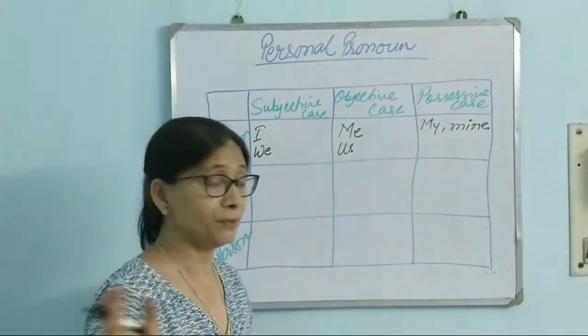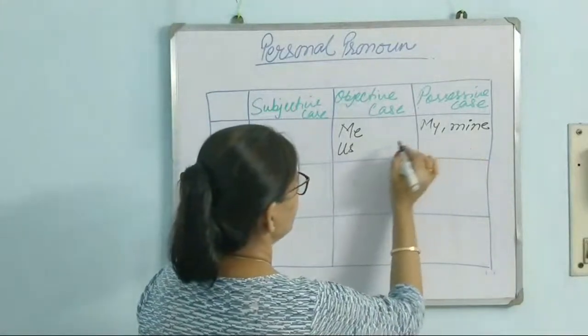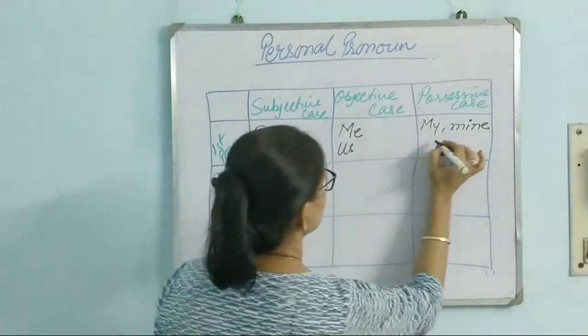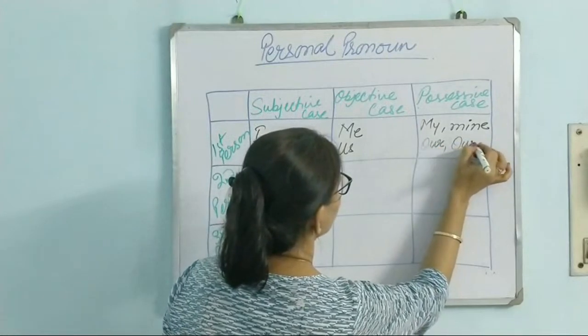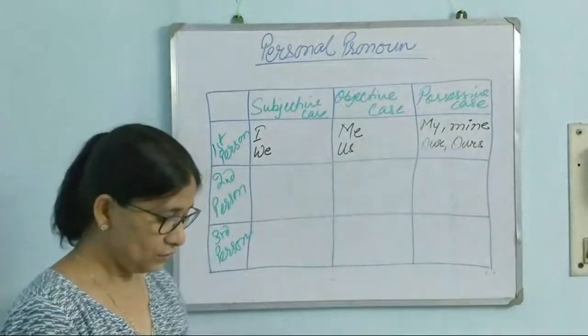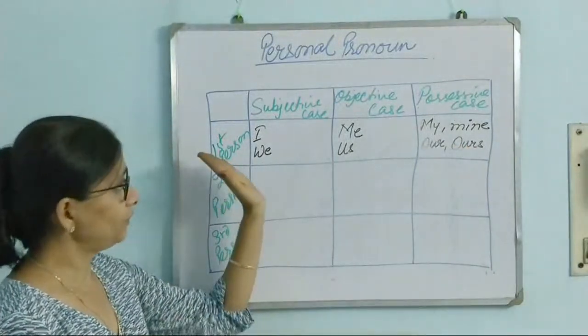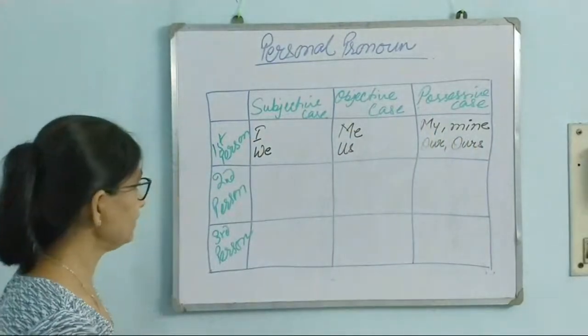Mine. This house is mine, and for we, it will be ours. This is our house. This house is ours. So we see, like in first person only we have got so many pronouns, isn't it? Now let us see the second person.